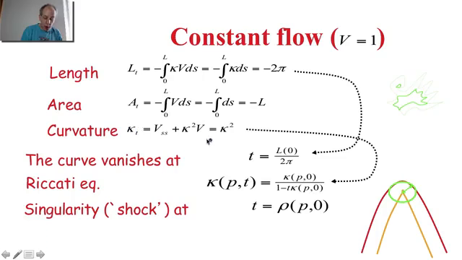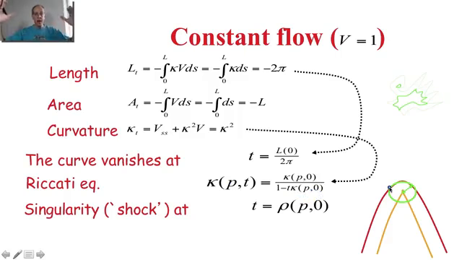Now you can solve this equation of the derivative of curvature with respect to time equal to curvature squared. You solve it and you get this equation. And look what happens here. Basically, the curvature blows up. It becomes infinity when t is 1 over the curvature at the original curve.